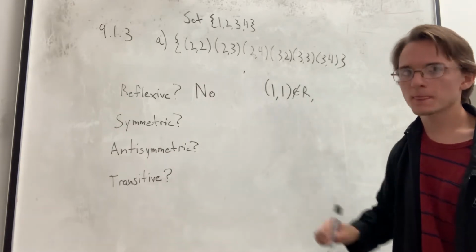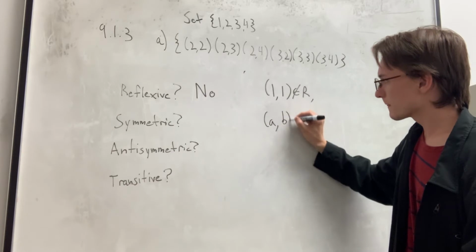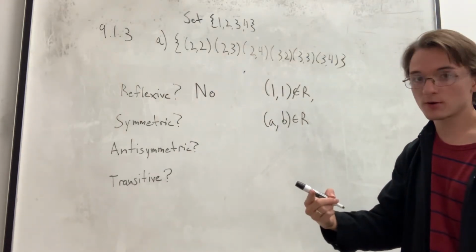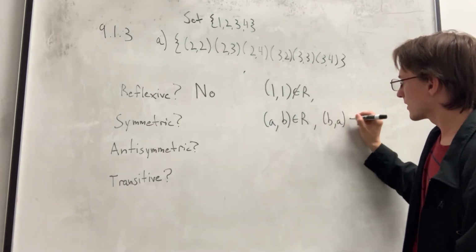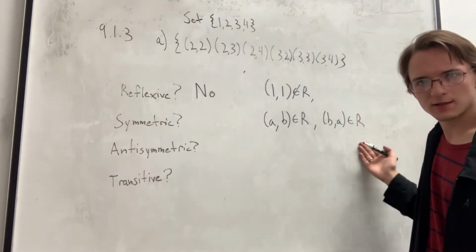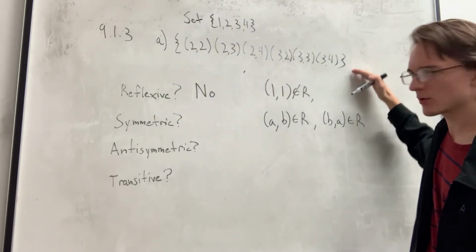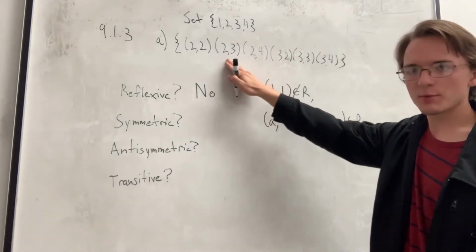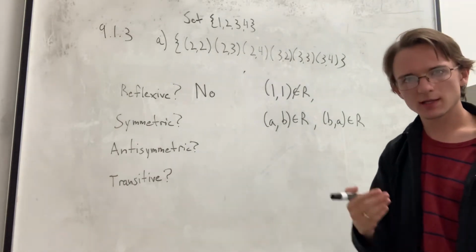Is it symmetric? It's symmetric if for any pair (a,b) that exists in our relationship, the opposing reverse pair also exists. So then (b,a) must exist for it to be symmetric. Does this relationship satisfy this condition? Well, we have (2,3), and we have (3,2), that's symmetric. So it's symmetric in one case.